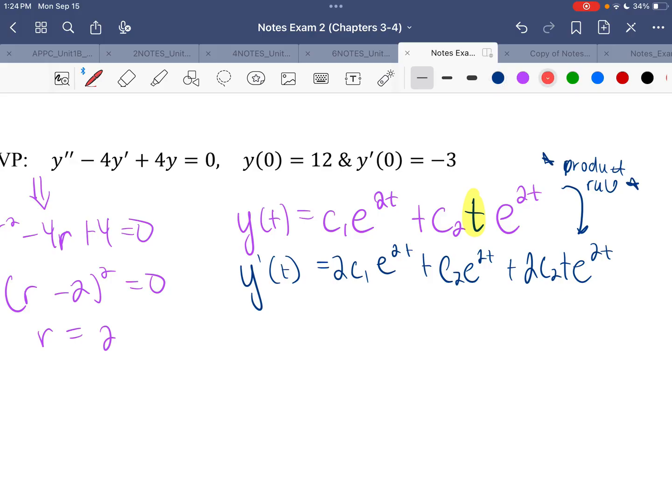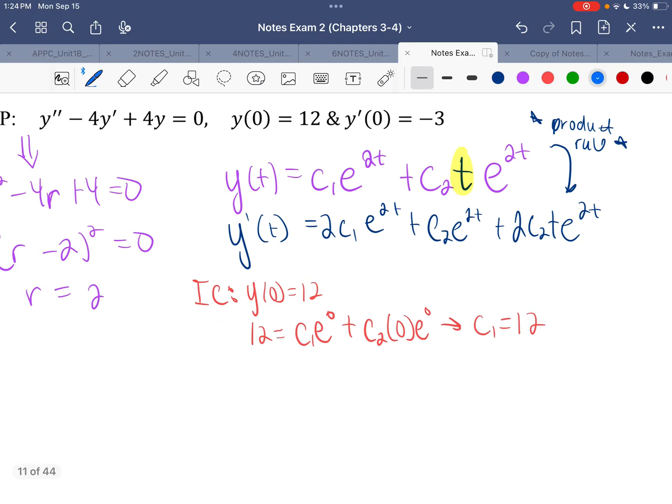All right, our initial condition. We got y at 0 equals 12. So 12 is equal to c1 e to the 0 plus c2 times 0 e to the 0. Makes c1 equal to 12.